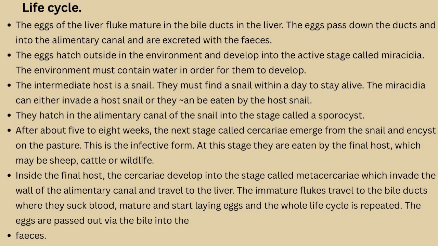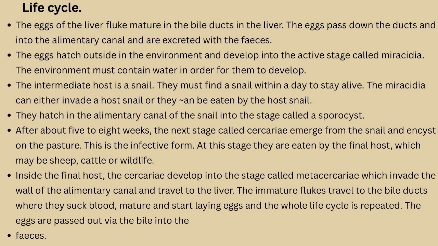Life cycle. The eggs of the liver fluke mature in the bile ducts in the liver. The eggs pass down the ducts into the alimentary canal and are excreted with the feces. The eggs hatch outside in the environment and develop into the active stage called miracidia. The environment must contain water for them to develop. The intermediate host is a snail. They must find a snail within a day to stay alive.